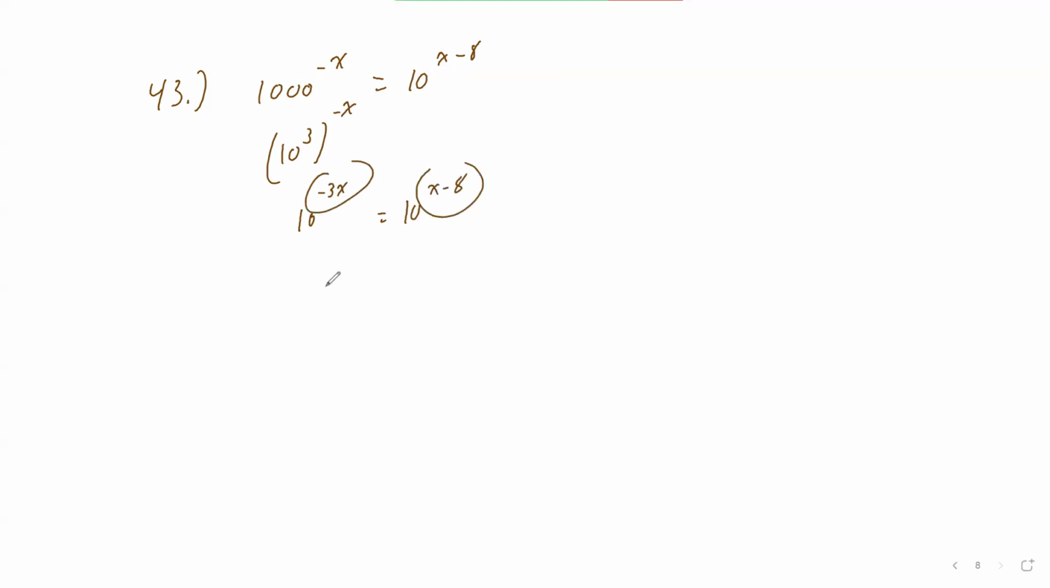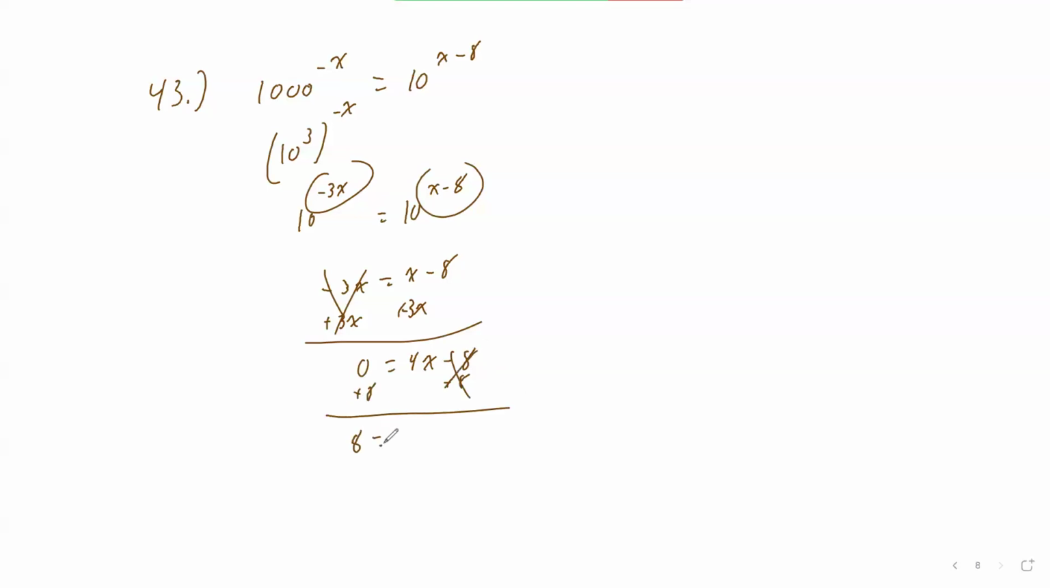These must be then equal. So negative 3x equals x minus 8. So I'm going to add 3x, try to avoid the negatives if I can. So I get 0 equals 4x minus 8. Add the 8. So then I get 8 equals 4x, divide that by 4. So I get x equals 2.